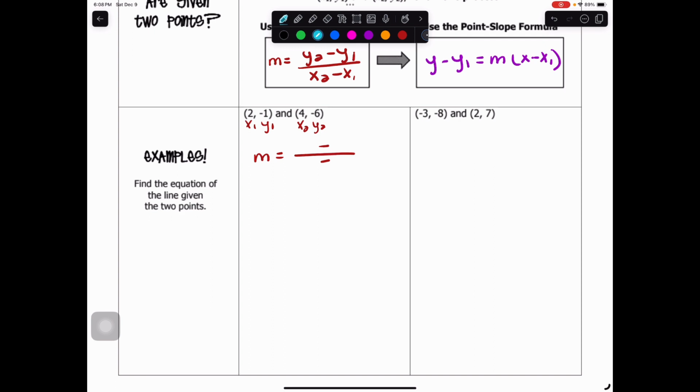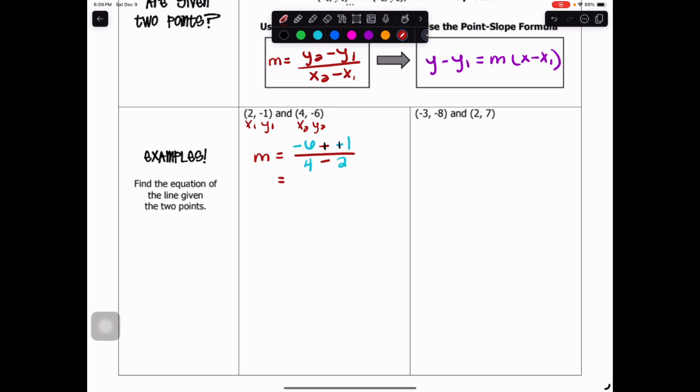So in the y2 spot, I have -6. In the y1 spot, I should have -1. In the x2 spot, I have 4. In the x1 spot, I have 2. So watch out up there on top because you have double negatives, which is going to give you a positive. And now we can simplify our slope.